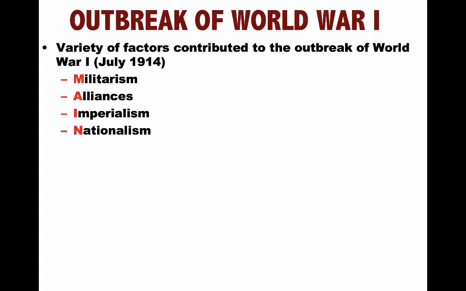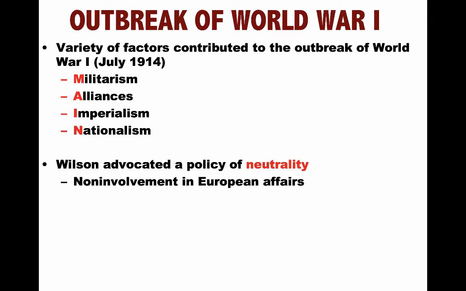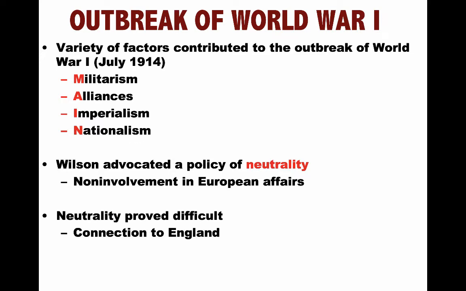There were a variety of factors which contributed to the outbreak of World War I. We're not going to get into them here, but of course they could be broken down into the acronym MAIN: militarism, alliances, imperialism, nationalism. And when the war broke out, Wilson advocated a policy of neutrality. Now, neutrality proved difficult. We had our connection to England, shared language, legal and political institutions. American economic aid largely went to the Allies.